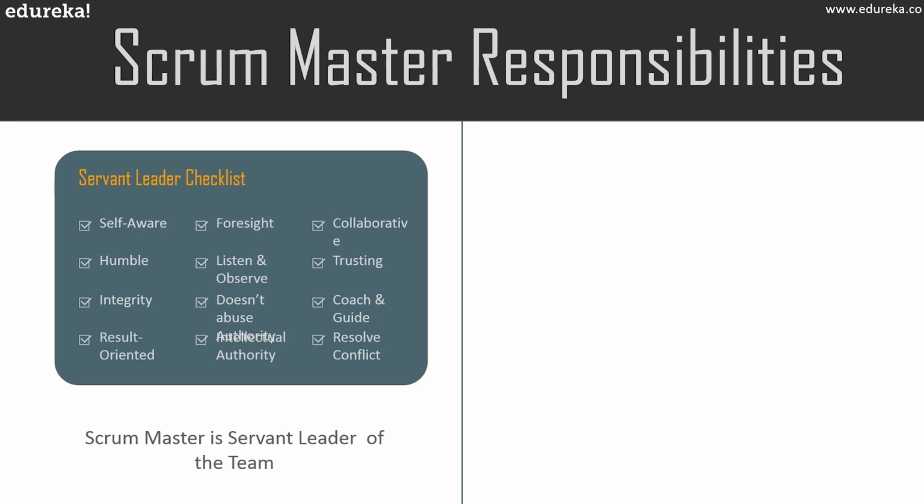As a servant leader of the team, he should have certain characteristics: he should be humble, he should have foresight, he should be able to listen and observe the team as and when needed, he should be trustworthy, he should be able to coach and guide, and many other things. So basically, in simple terms, the Scrum Master is someone who asks, what can I do to help the team achieve their goal, rather than ordering around saying, do this task by the end of the sprint. So he's not a master of the team, but a master at encouraging, enabling, and energizing the entire team and making them realize their potential.